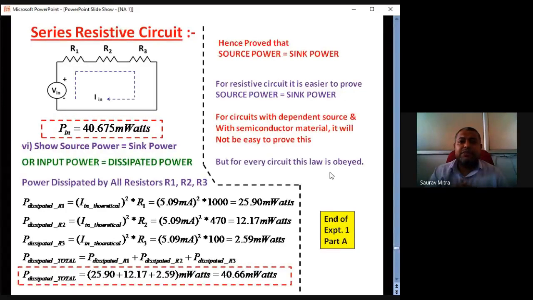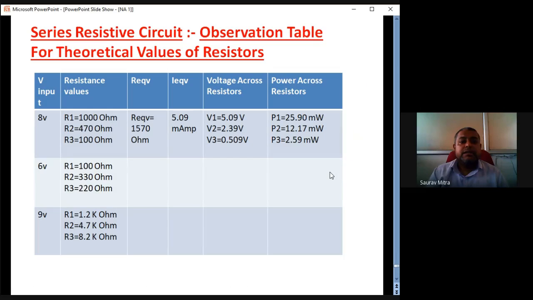So for every circuit, at least as long as you are in DC resistive circuits, try to prove this power law, that is, how much power is given to the circuit and how much power is dissipated by the resistive components in the circuit. Finally, I'll show you this observation table, for all the theoretical values of the resistors. This kind of table you have to complete first, and then you can go to your table and perform these experiments. This is the first experiment I have done.